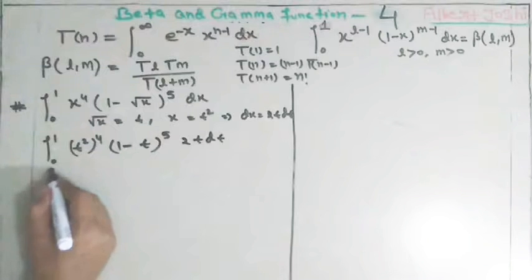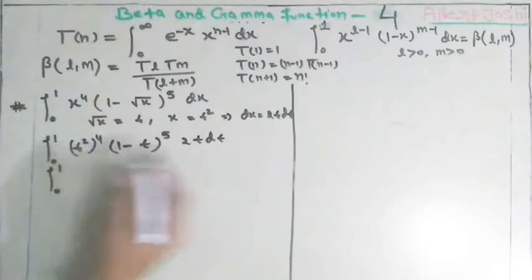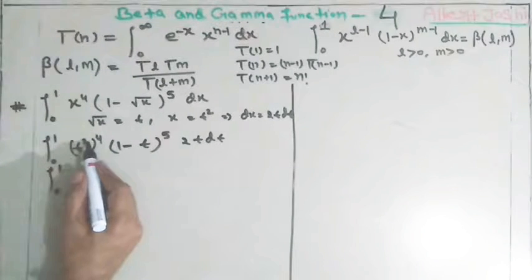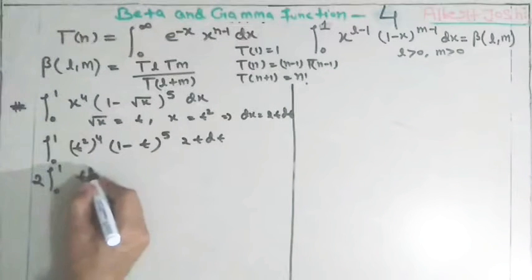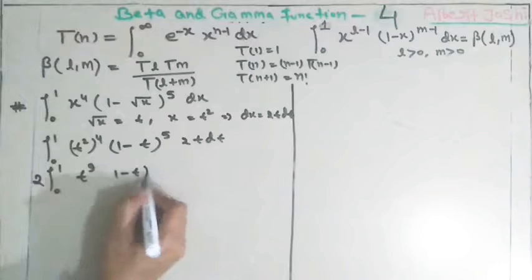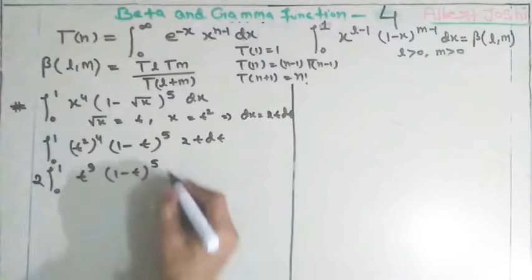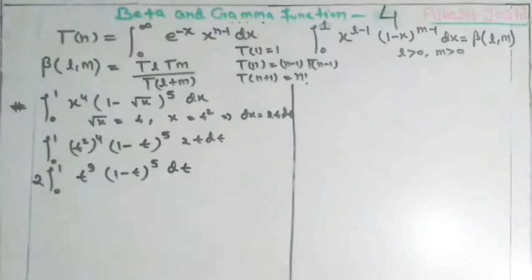So you are getting t^8, and plus 1 gives t^9. The 2 will come outside. So you get 2 times the integral of t^9 (1 - t)^5 dt. Okay, you are getting this.